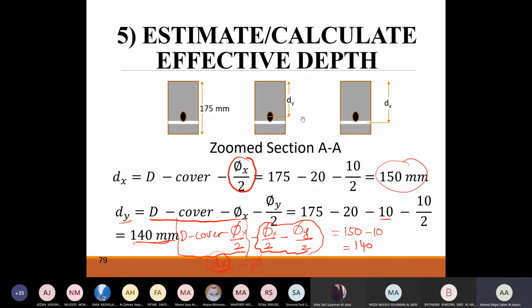If the diameters are not the same, then you need to have dy equal to dx minus half of the diameter of x minus half of the diameter of y. This is going to be used in case the diameters of x and y are not the same. If they are the same, half and half is equal to 1. Are we fine?